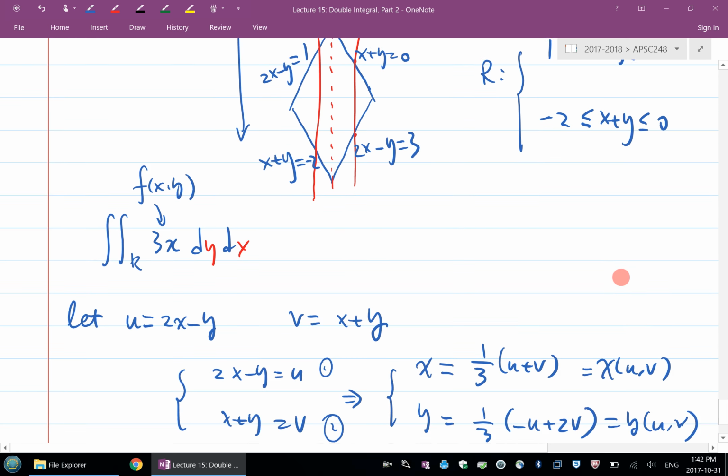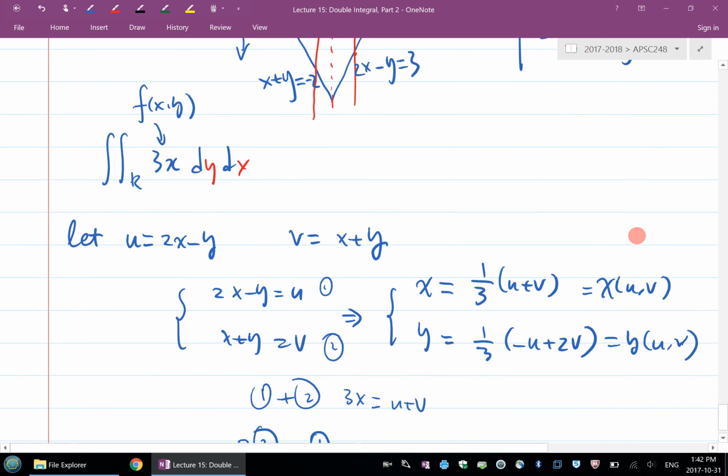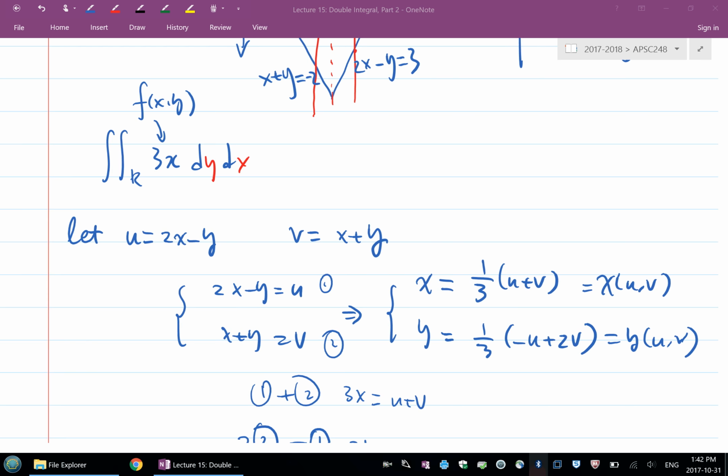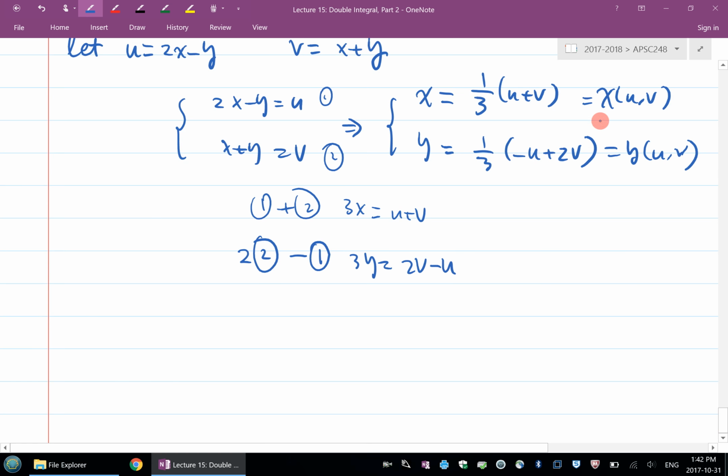Can I choose a different u and v? Yes, you can, and it probably also works, but it just may not be as easy as the choice here. So that's what we got here. And then I can calculate the Jacobian. The Jacobian is partial x partial u, partial x partial v, partial y partial u, partial y partial v.